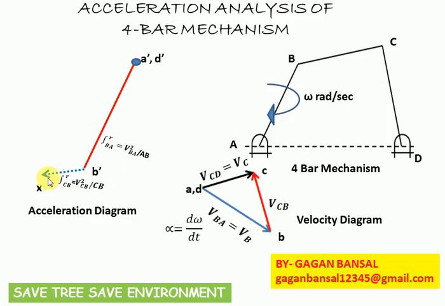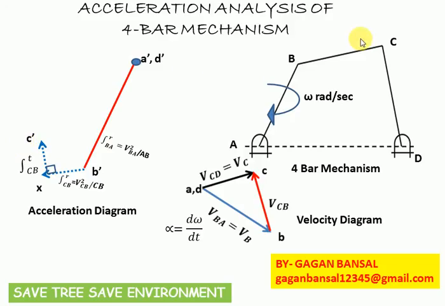So B dash x represents radial acceleration of C with respect to B. Now tangential acceleration of C with respect to B will be perpendicular to B dash x or the link BC. So from point x, draw a vector which is perpendicular to B dash x, and it represents tangential acceleration of C with respect to B. And at this point of time, we don't know what is the point C dash.